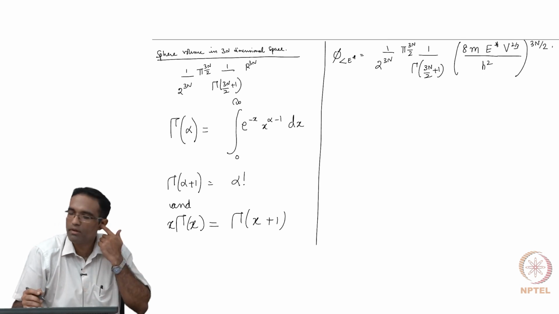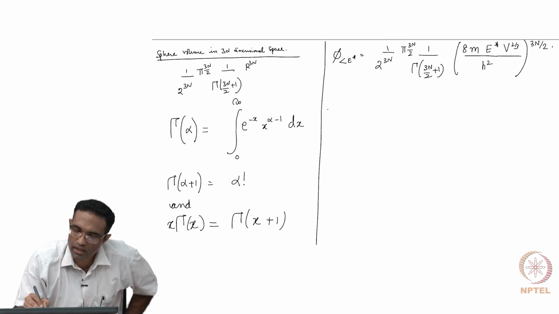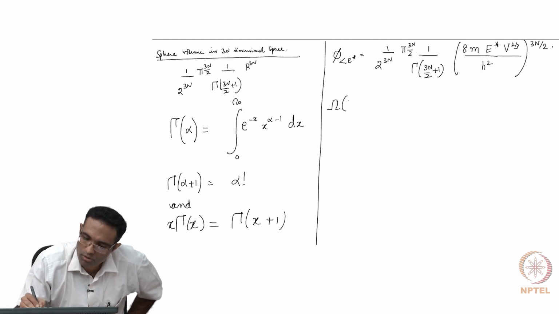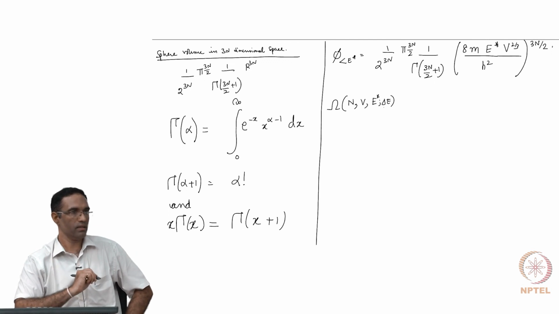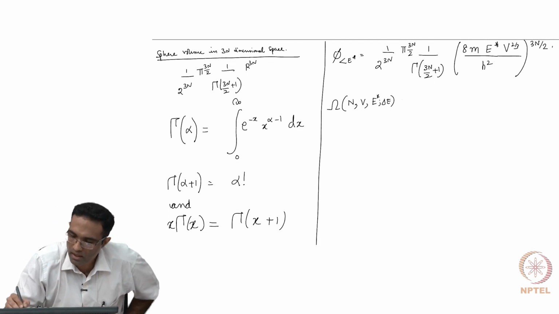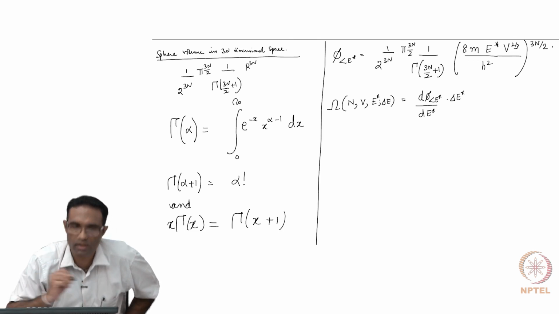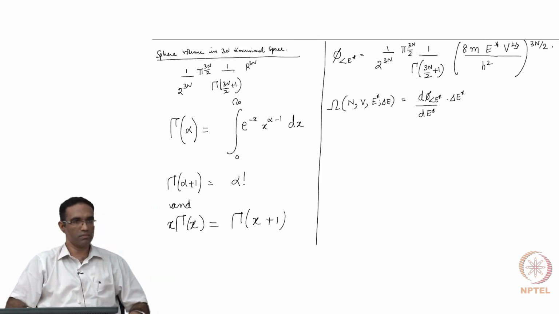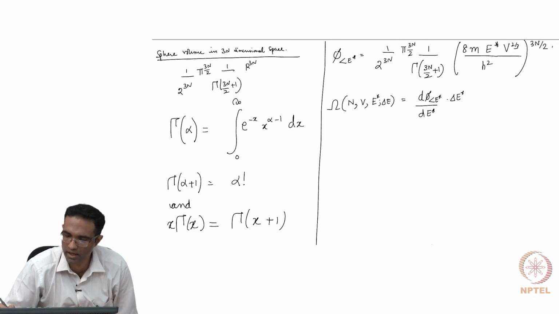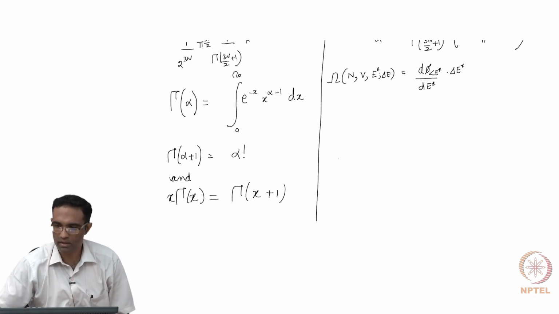So once you have phi less than E star, we can calculate our omega for the n particle system occupying the volume V, which has the energy E star around delta E, to be equal to d phi less than E star divided by d E star times delta E star, just like how we did for the one particle system. This is exactly the same expression that we had for our single particle system, right.